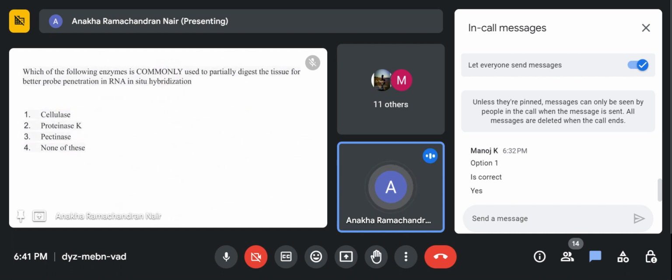So the question is, which of the following enzymes is commonly used to partially digest the tissue for better probe penetration in RNA in situ hybridization? You're given four options: cellulase, proteinase K, pectinase, and none of these. So what do you think the correct answer is?